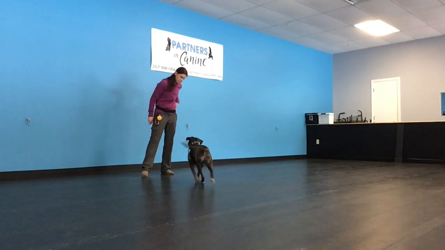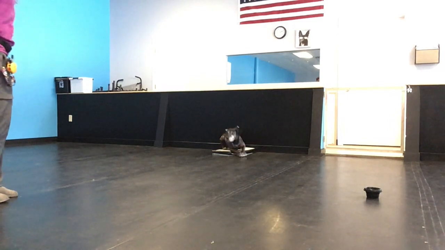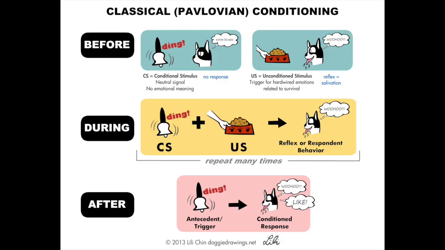One of the first steps we take when we begin training any dog or puppy that comes to the studio is creating a conditioned response to the clicker. In order to fully understand the process of creating a conditioned response, we need to understand classical conditioning. Classical conditioning is pairing an unknown stimulus with an unconditioned or reflexive response.